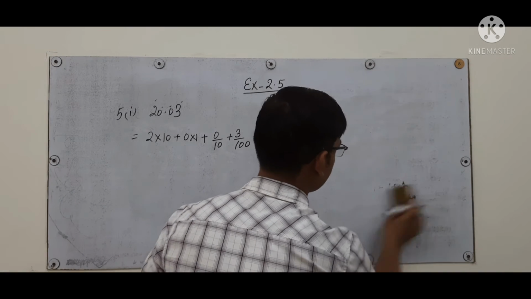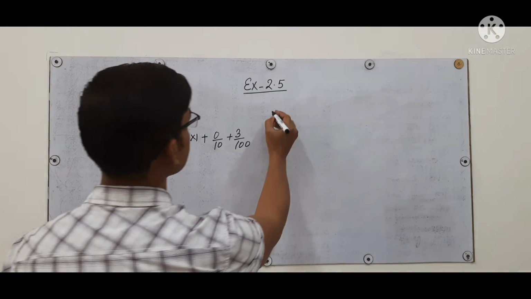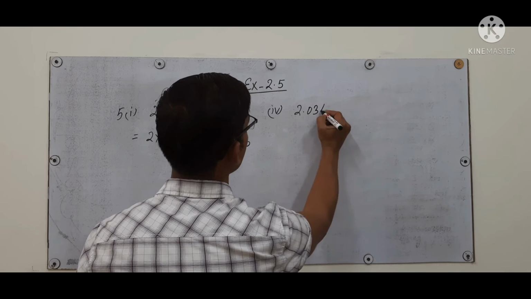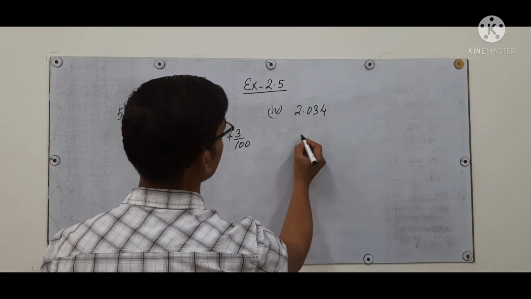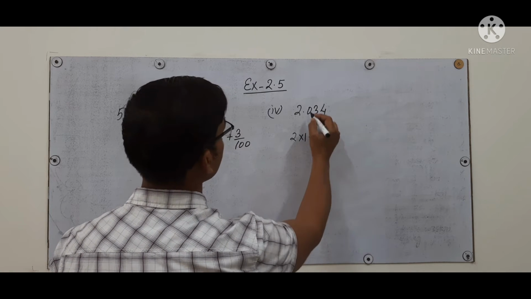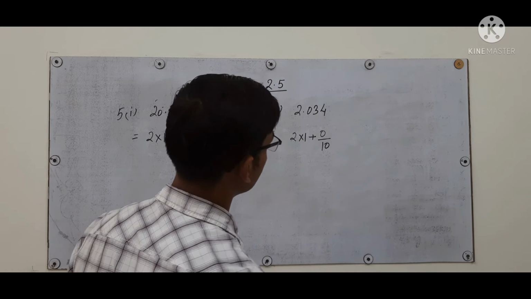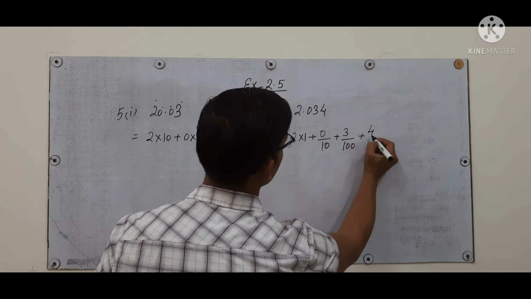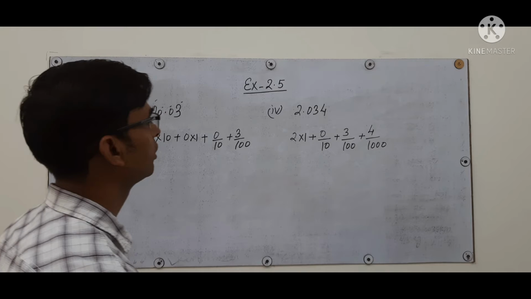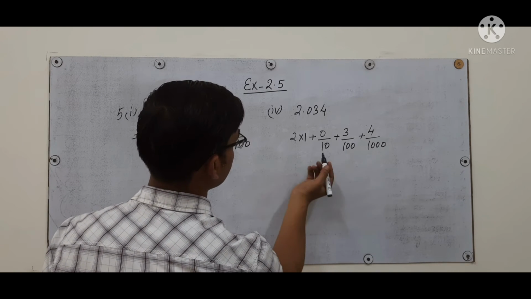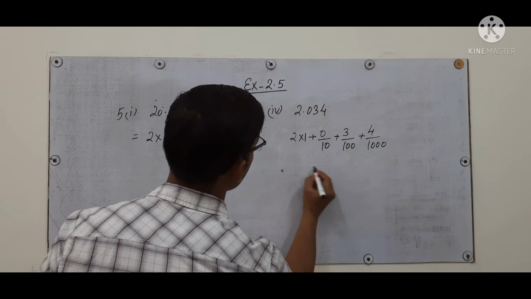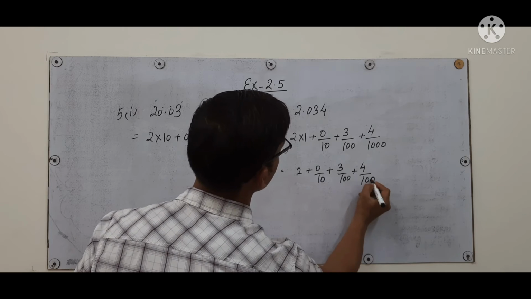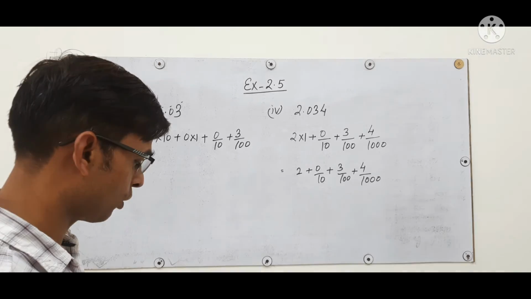Now we will proceed to solve its fourth part, okay, because other parts are very easy. So I am just solving its fourth part, and the rest you will do on your own. So fourth part is 2.034. So here 2 is on ones place, so we can write 2 cross 1 plus 0 is on tenths place, so we will write it as plus 0 upon 10. 3 is on hundredths place, so we will write it as plus 3 upon 100, and 4 is on thousandths place, so we can express it as 4 upon 1000. Or we can write it as 2 plus 0 upon 10 plus 3 upon 100 plus 4 upon 1000, and this will be its expanded form.